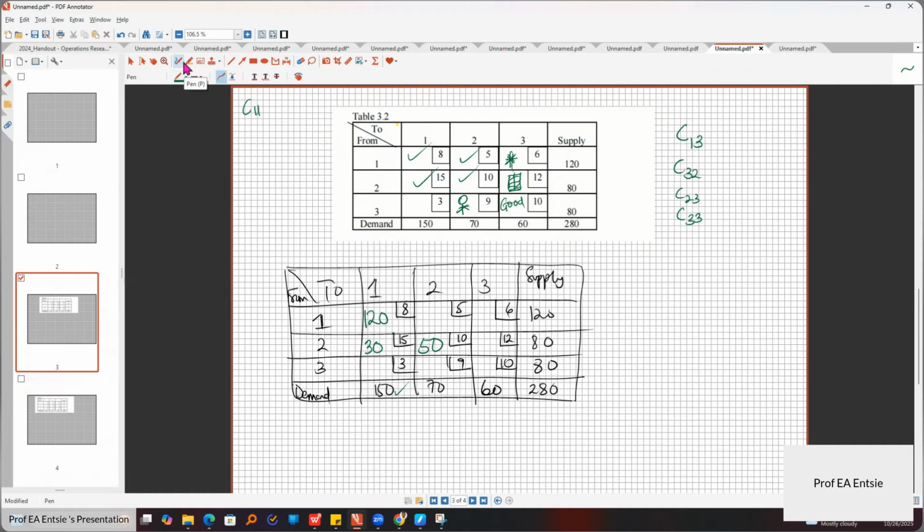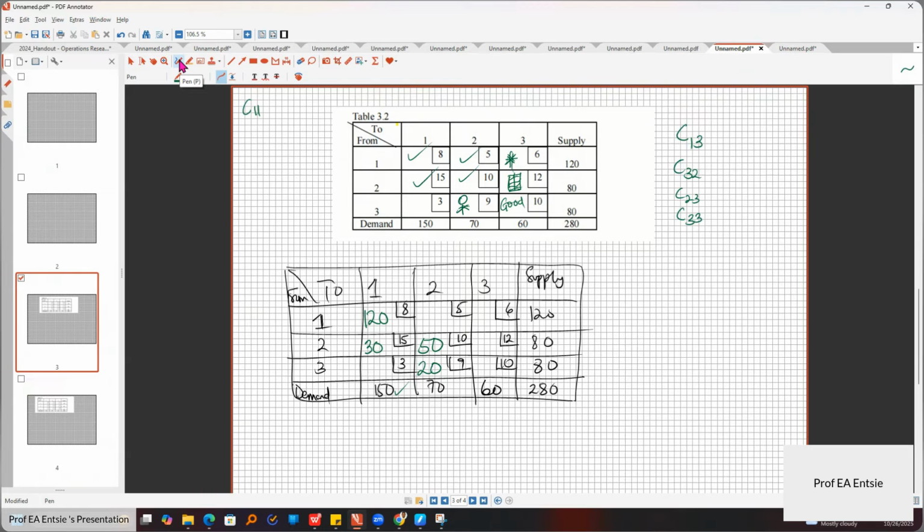Then I will check whether column two is satisfied. No, we have 70 as the demand, but I've only used 50, so I can put 20 here. So I put 20 there. Is row three satisfied? No, but I cannot fill in here. I cannot because this one is already satisfied at 150. So I cannot focus my attention there.